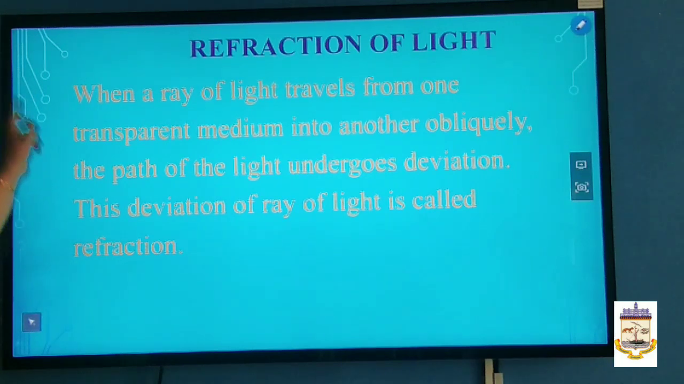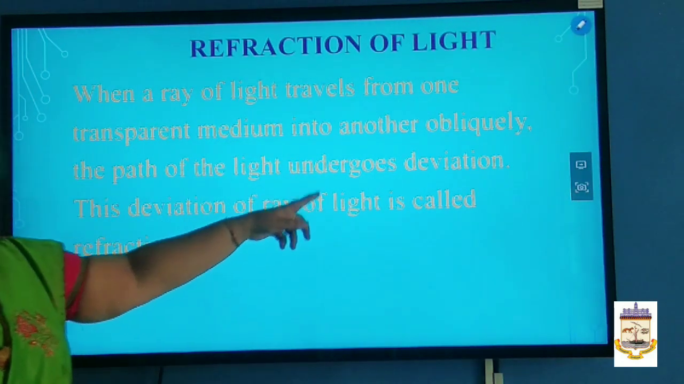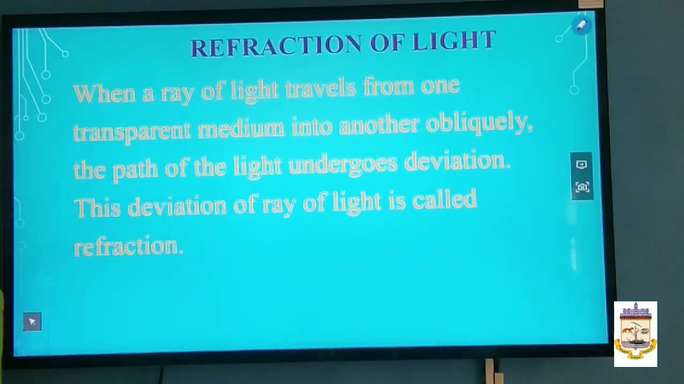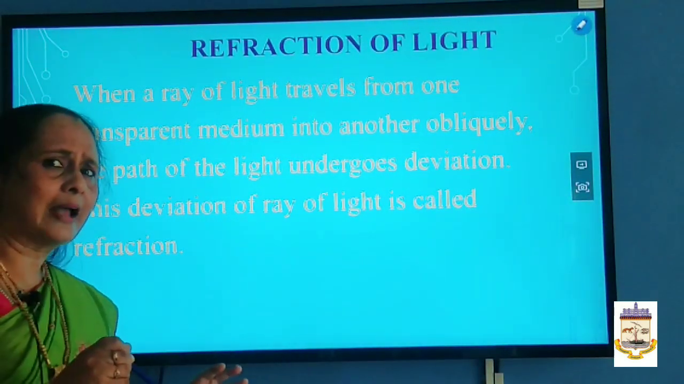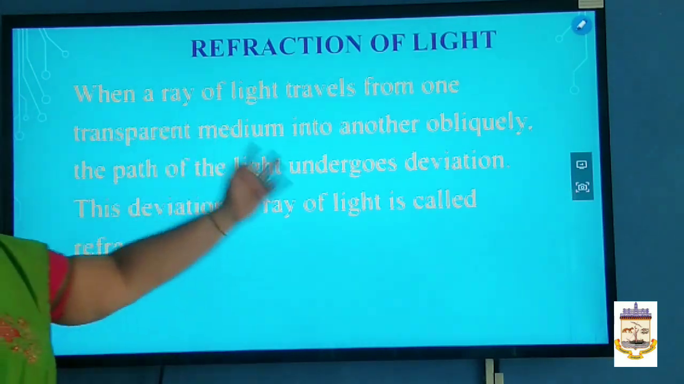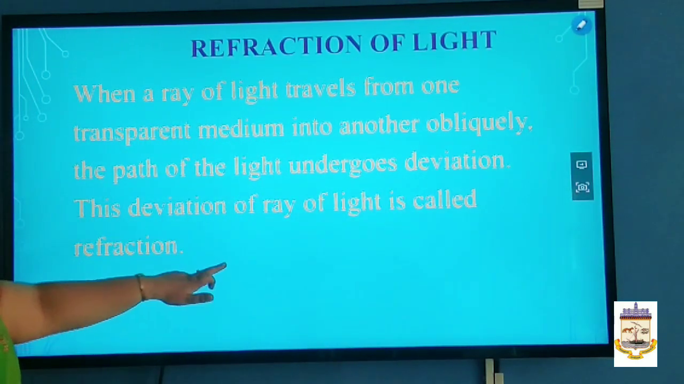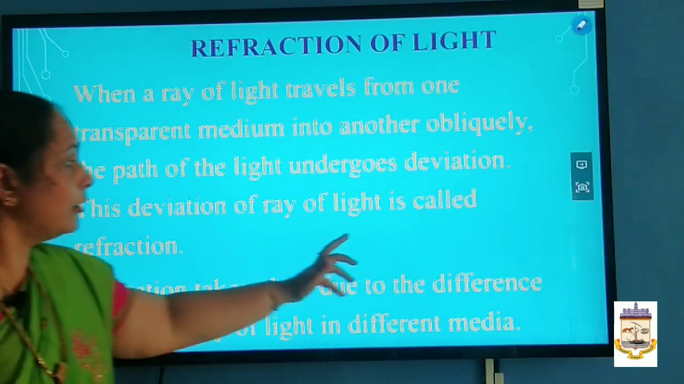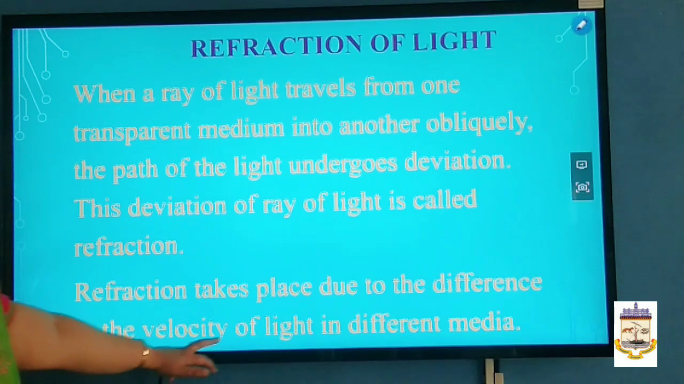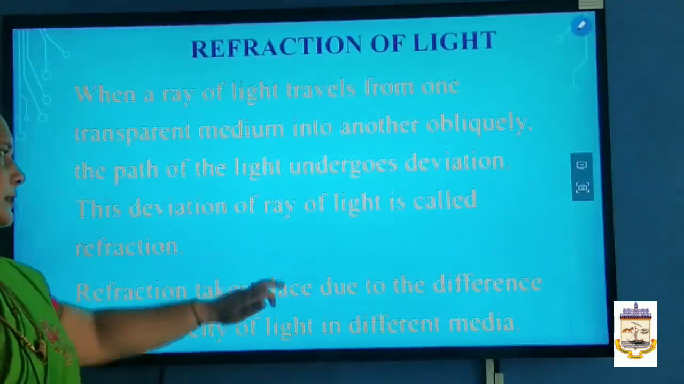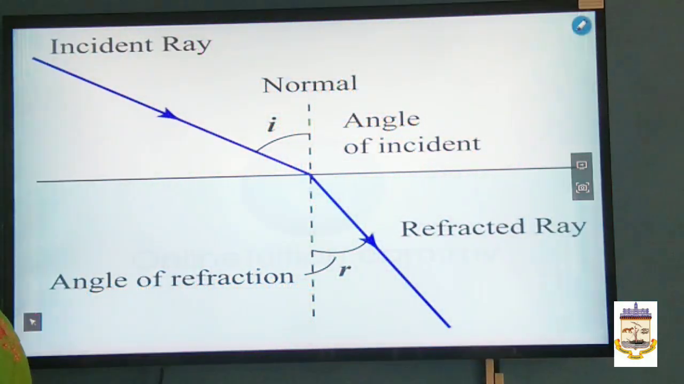Therefore, here the ray of light travels from one medium to another transparent medium. What happens? When it is incident at an angle, it changes its direction. This change of direction is known as the refraction. Why is it happening, children? Just because of the difference in the velocity of the light in different media. That is the main reason. Okay, let me explain clearly.